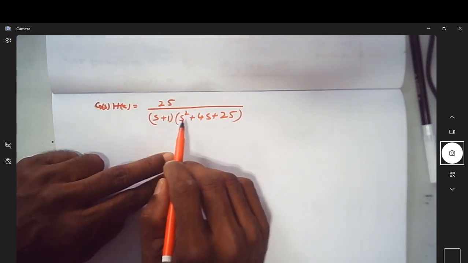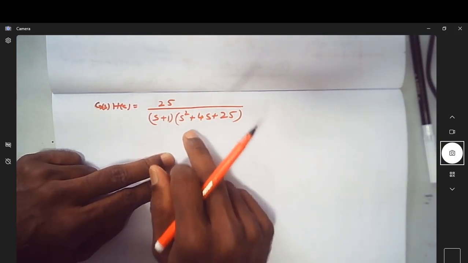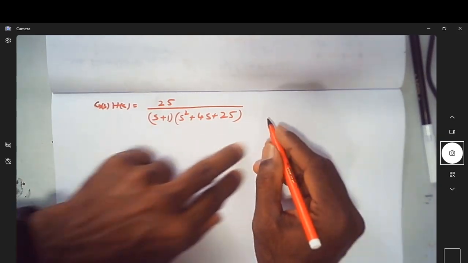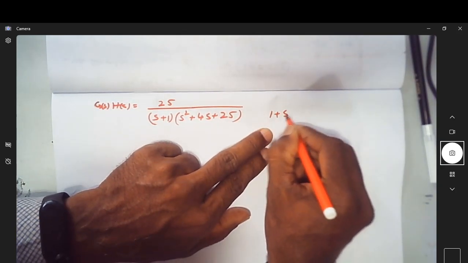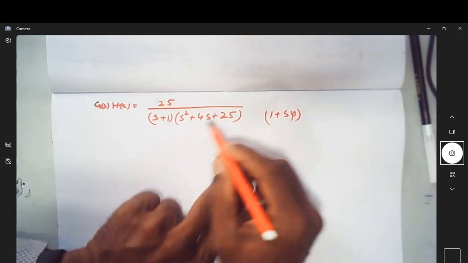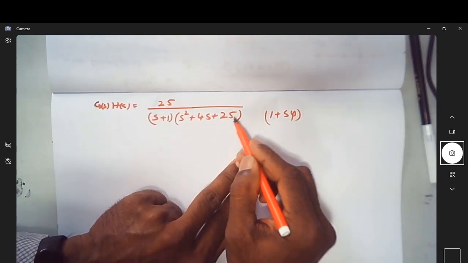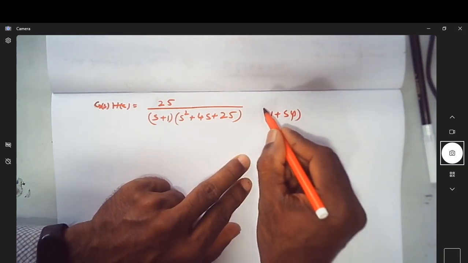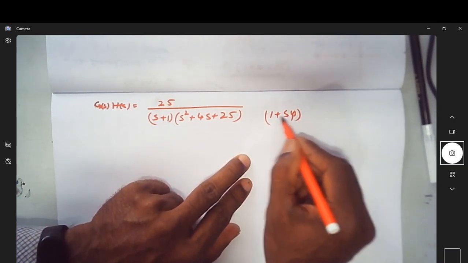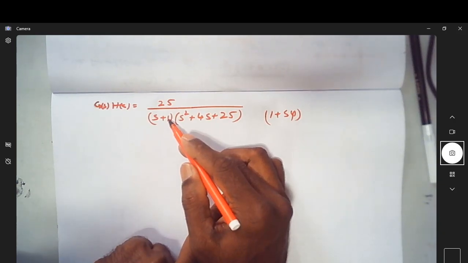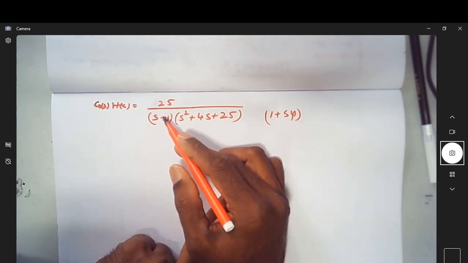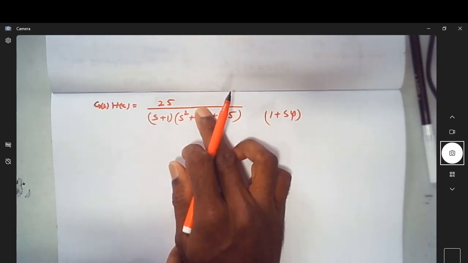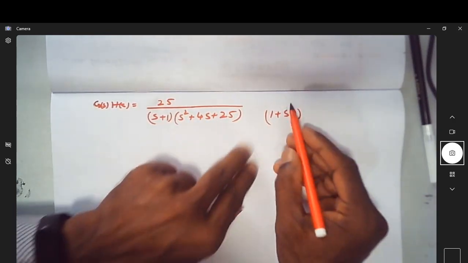First and foremost, we have to convert this into time constant form. When I say time constant form, it should be in the form of 1 plus s tau, and the coefficient of s power 0 here should also be 1, meaning I have to take 25 out from this. Since s plus 1 is already in that form, here tau is equal to 1, so this is already in the time constant form, whereas this is not. I have to take out 25 from this.